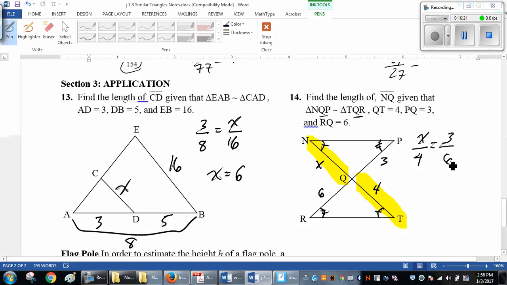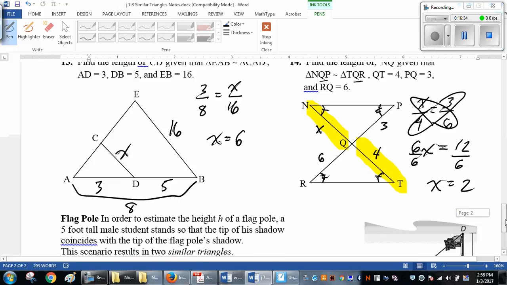Okay, cross multiply and solve. X times 6 is 6x, equals 3 times 4 is 12. Divide by 6, divide by 6, and we get x equals 2. There we go.